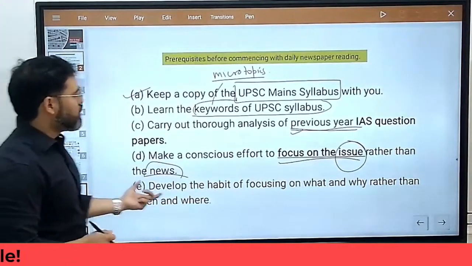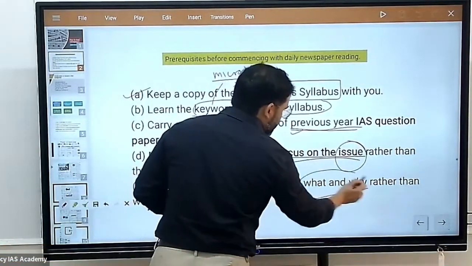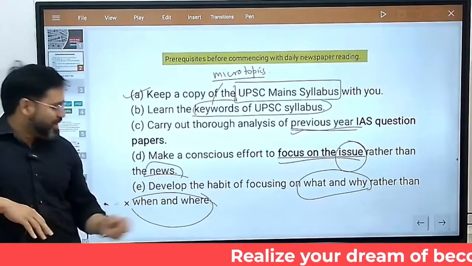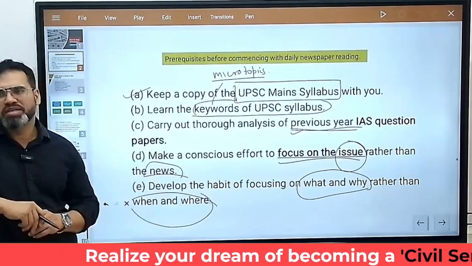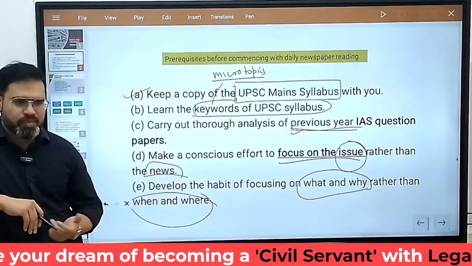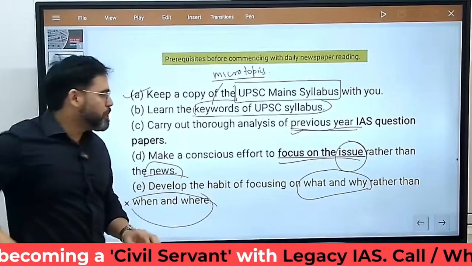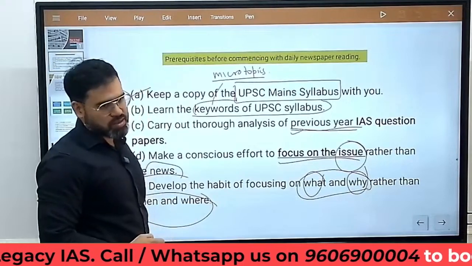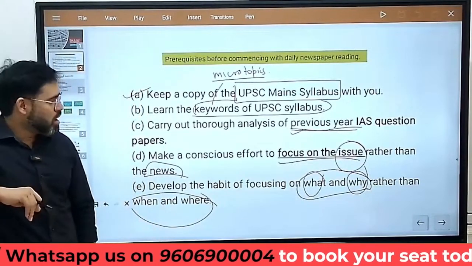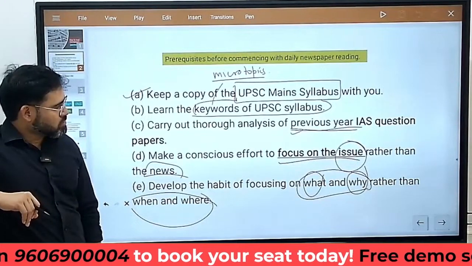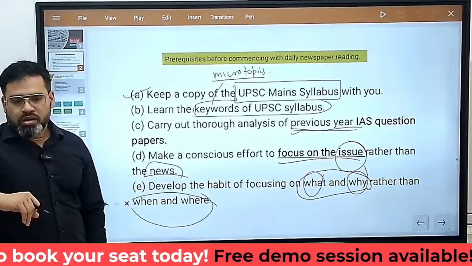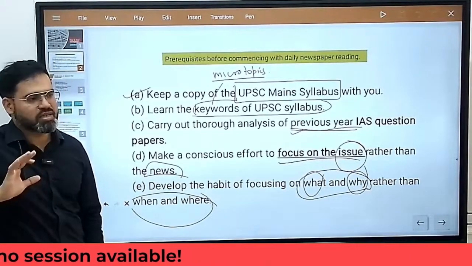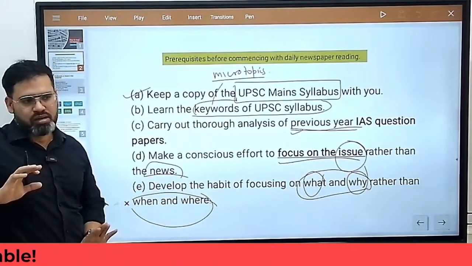उसके बाद develop the habit of focusing on what and why rather than when and where. I told you that is not important. आपको important है what and why. These when and where are important if you are appearing for the State Public Service Commission exam or other exams, but not for the UPSC. Now I told you UPSC's main focus is what and why. Clear? So whenever any news is there, आपको पूछना है what and why this, not when and where. Clear?